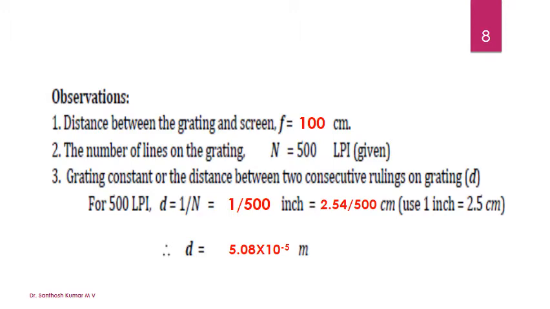If you take it in terms of centimeters, that is 2.54 divided by 500 centimeters, because we are using 1 inch equals 2.54 centimeters. Upon calculation, the value will be 5.08 × 10^-5 meters. This is the observation, and this will also be the pattern of calculation of the grating constant.